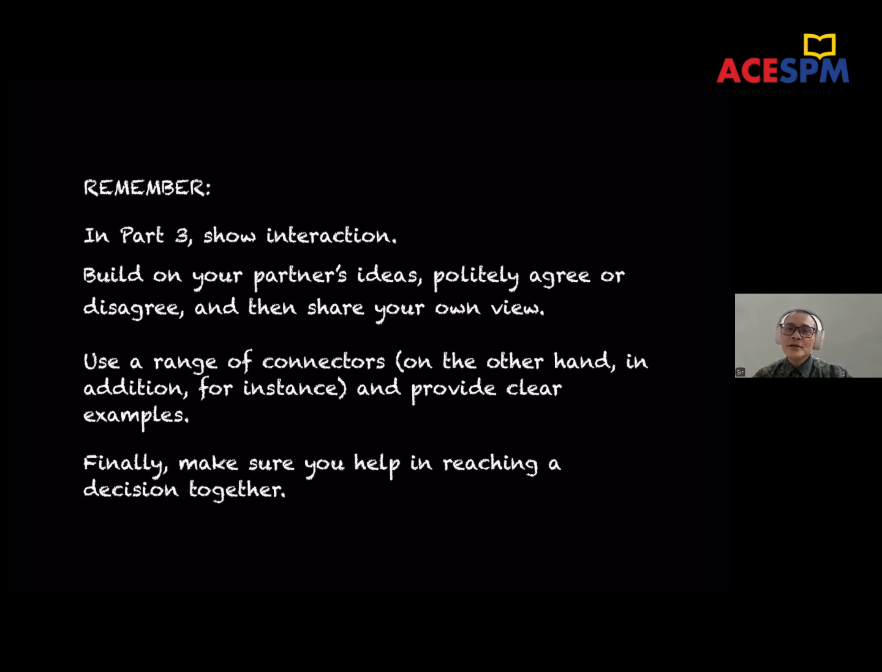And how do you do that? You show the examiner that you have listened and you comment on your partner's points. Use a range of connectors, like on the other hand, in relation, for instance, and provide clear examples. Finally, make sure you help in reaching a decision together.